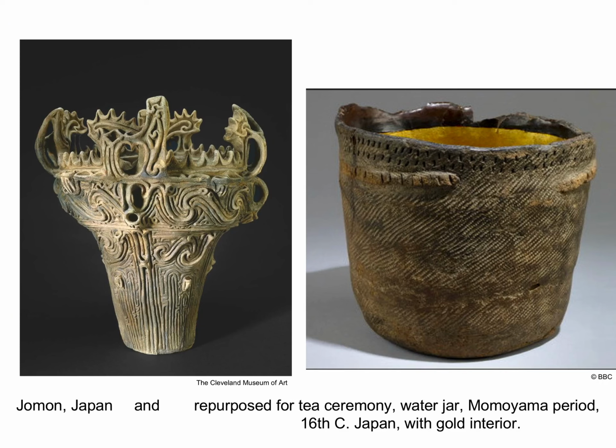Another example from Jomon on the left, and even the one on the right is a very old Jomon pot that was repurposed in the 16th century in the Momoyama period by putting gold on the interior and making it into a jar for the tea ceremony.